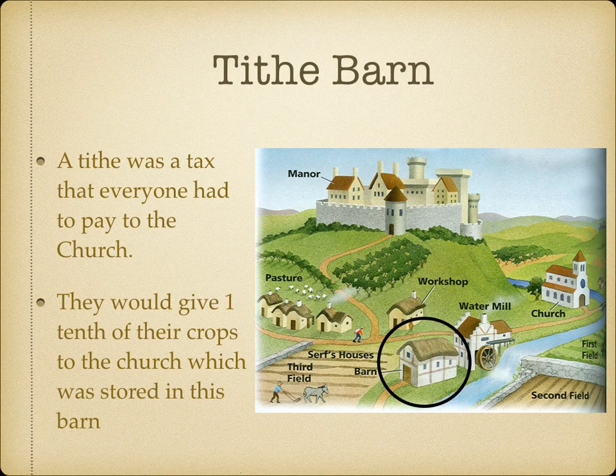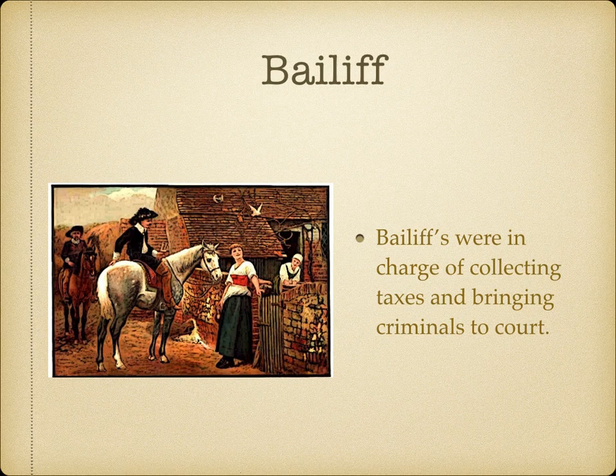Finally, there was another person who lived on the manor called a bailiff, who had his own house, which obviously would have been bigger than the peasants' houses, and he was in charge of collecting taxes and the rents off the freemen and making sure that criminals were brought to the court in the Great Hall.